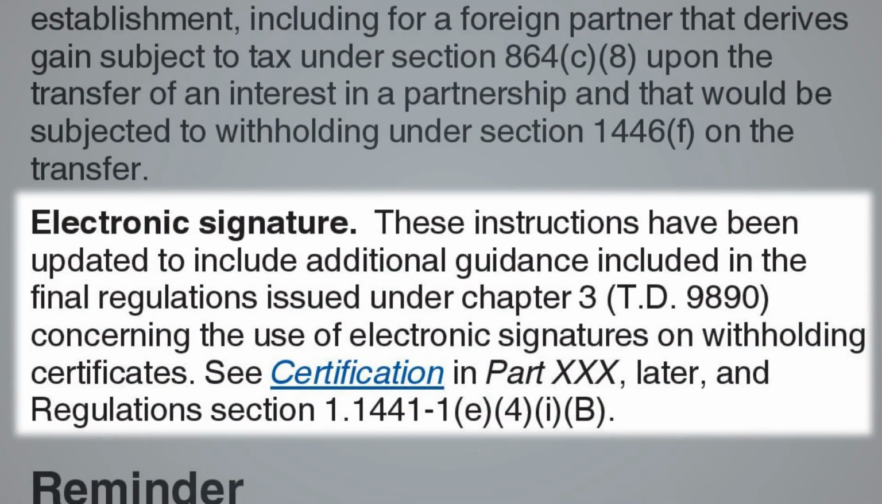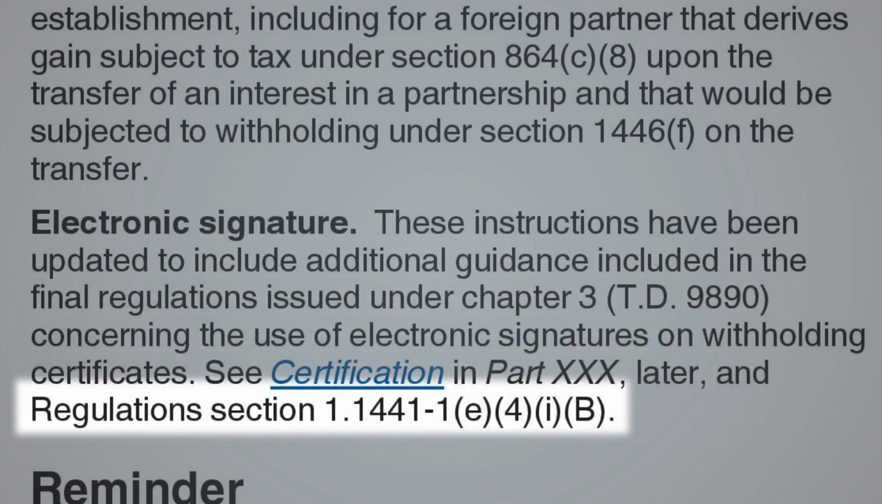Electronic signature updates. Updated to include additional guidance and final regulations issued under Chapter 3 regarding the use of electronic signatures on withholding certificates. These rules state that a withholding agent may rely on an electronically signed withholding certificate if the beneficial owner provides any additional information or documentation requested by the withholding agent to support that the form was signed by the beneficial owner, or any other person authorized to do so.